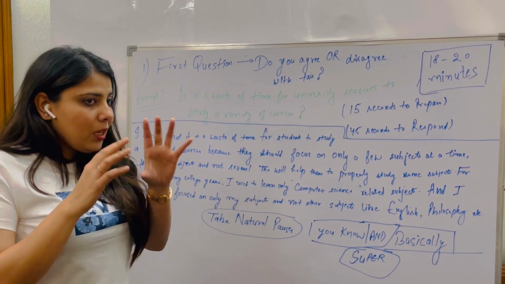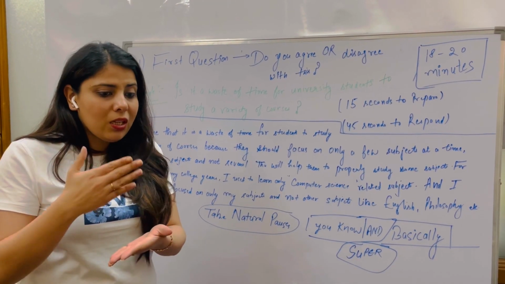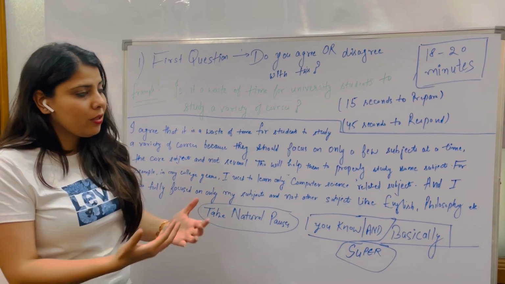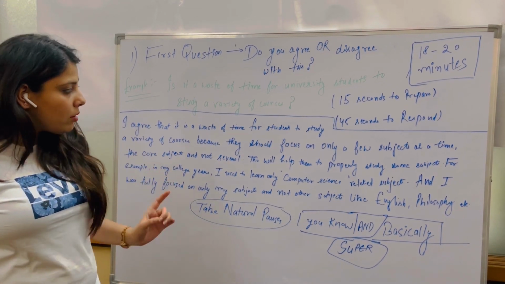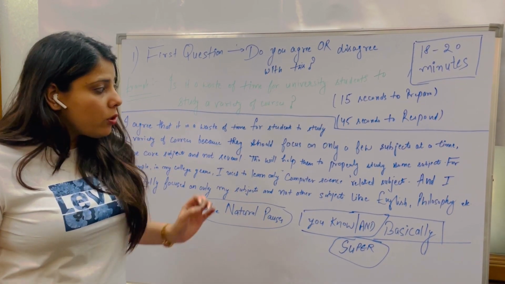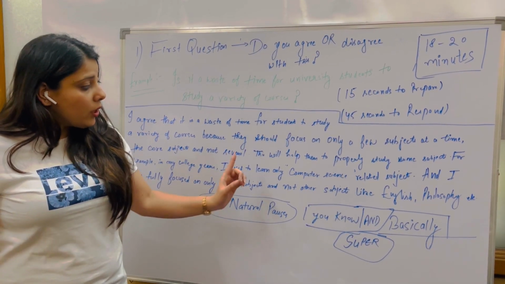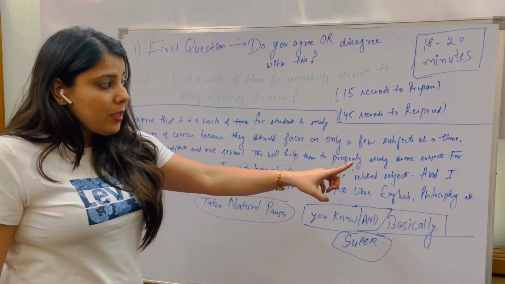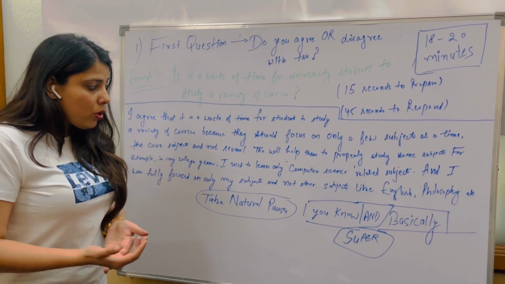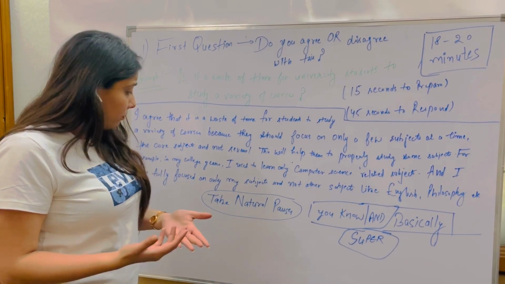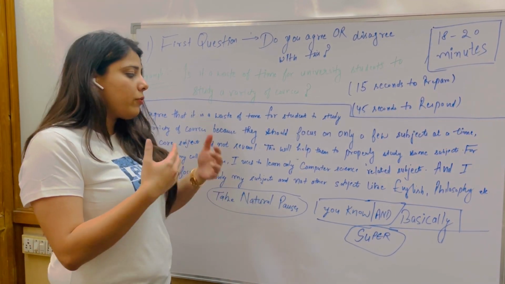So when you are speaking, take natural pauses. There is no need to speak in a continuous manner. Take natural pauses in between. This is how you should answer the question. I agree that it's a waste of time for students to study a variety of courses because they should focus on only a few subjects at a time, the core subjects, and not several. This will help them to properly study some subjects. For example, in my college years, I used to learn only computer science related subjects. And I was fully focused on my subjects and not other subjects like English, philosophy, or others.